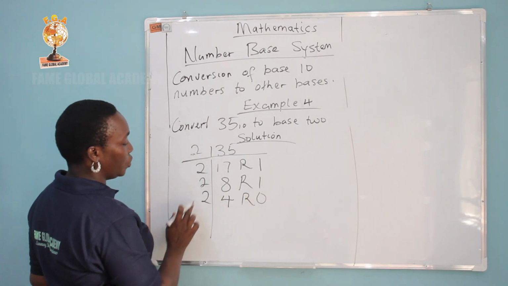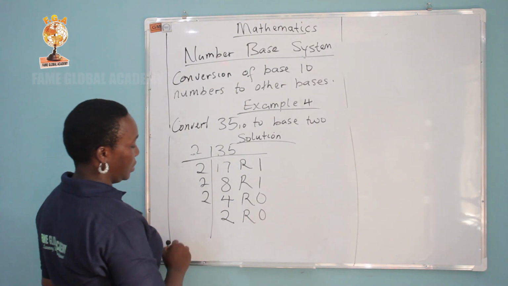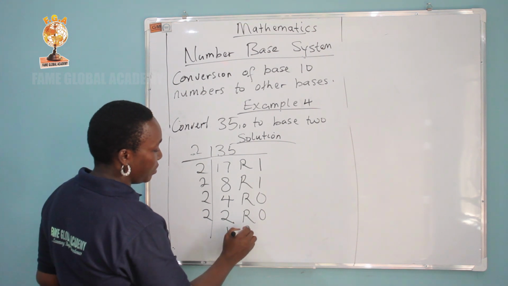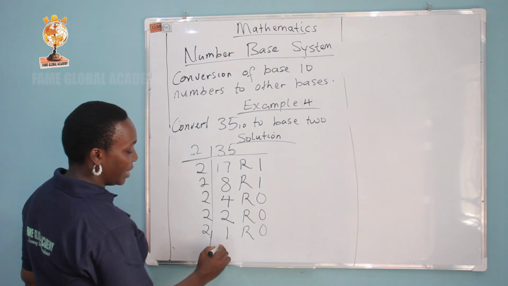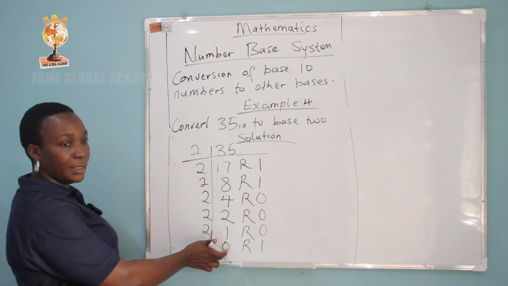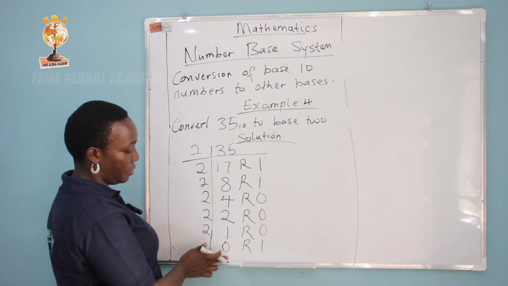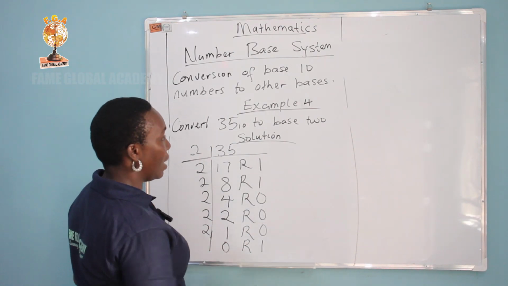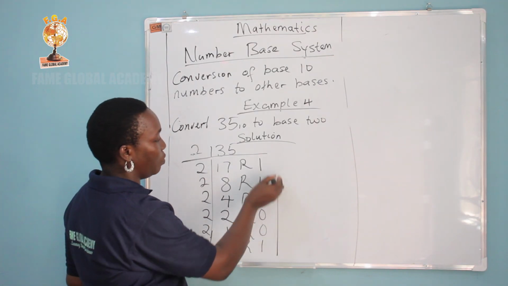Then we go again, 2. 2 into 4 will give us 2, remainder 0. 2 again, 2 into 2 will give us 1, remainder 0. Then 2 again will go into 1, that will now give us 0, remainder 1. So once you get 0 here, that's when you stop. You keep dividing till you get 0. Okay, so 2 into 1 will give us 0, remainder what? 1. So like what we have been doing, you read your answer from down up.